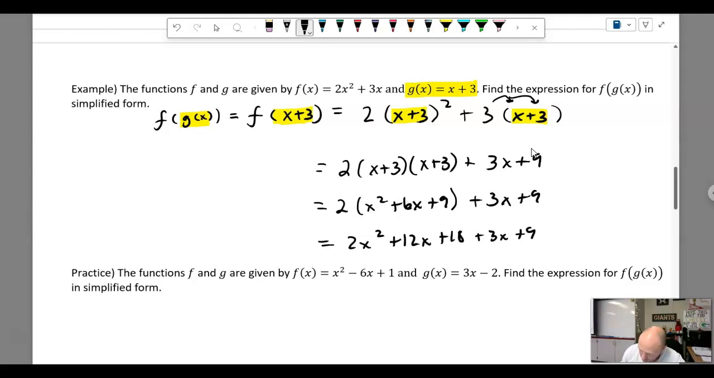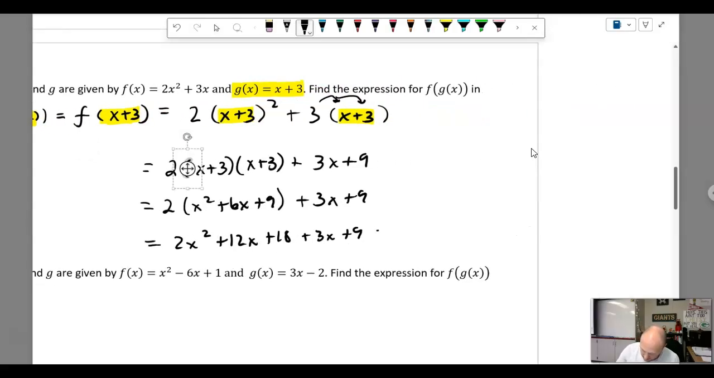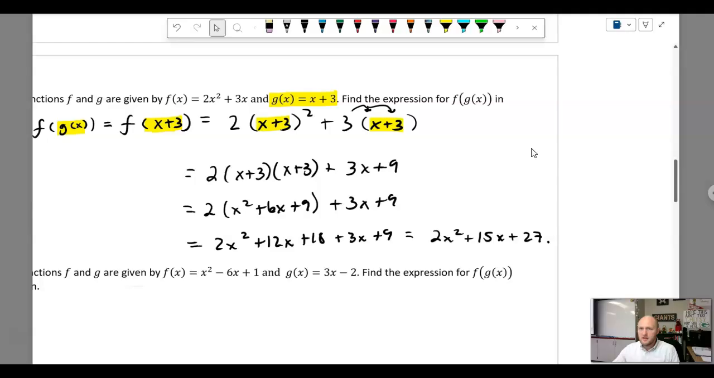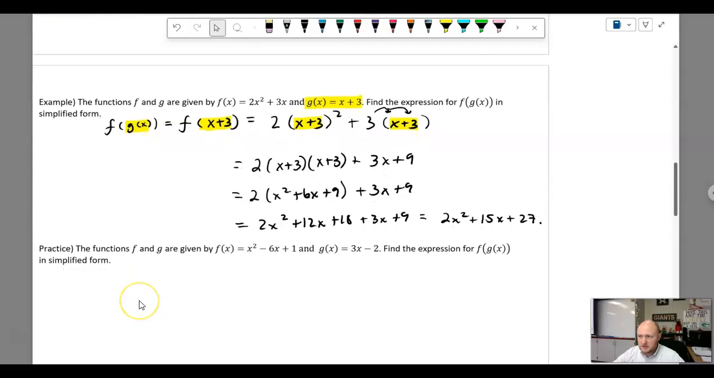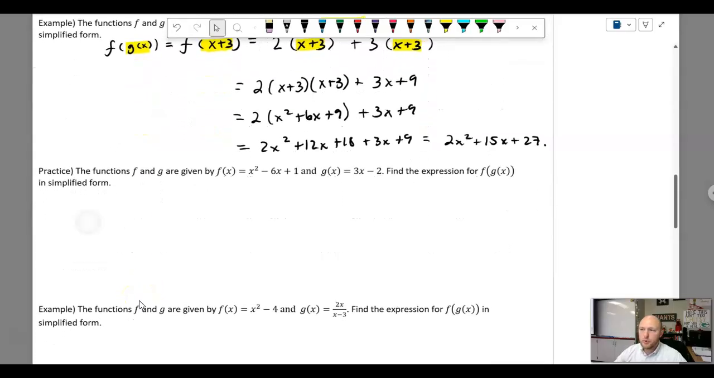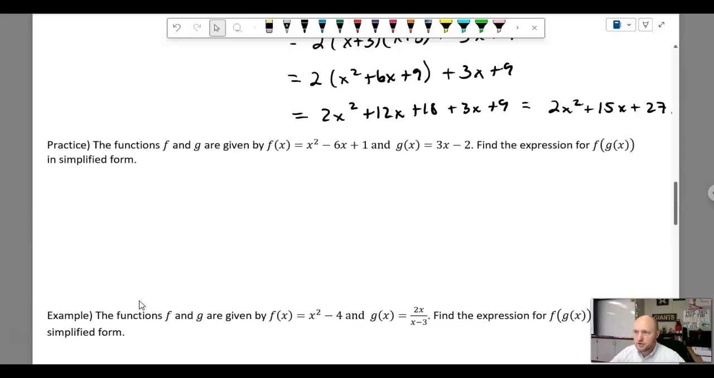And then I'm going to combine some like terms here. So final answer, 2x squared plus 15x plus 27. There you go. That is f of g of x. Okay? All right. Practice problem coming up. I want you to pause me and I want you to try this.